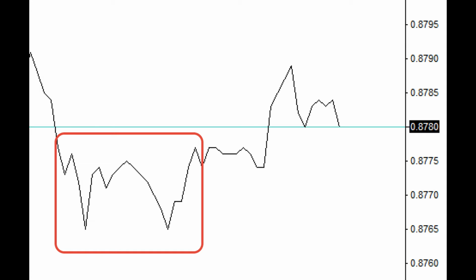Ideally, you want to see a long first leg in one direction, then the pattern, and then a long final leg in the opposite direction. 3. Sharpness of the nose. Okay, this might sound weird, but hear me out. The stronger the initial reaction that forms the nose, the more likely the setup will work.